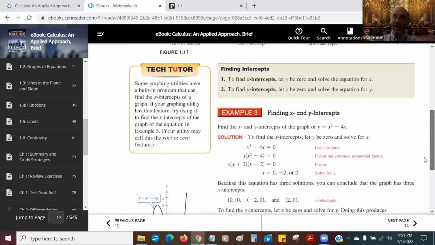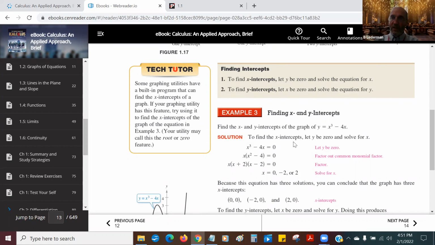So how do you find these guys? If you want to find the x-intercept, set y equal to 0 and solve for x. If you want to find the y-intercept, set x equal to 0 and solve for y. That's it. This says it all. So we have y equals x to the third minus 4x.